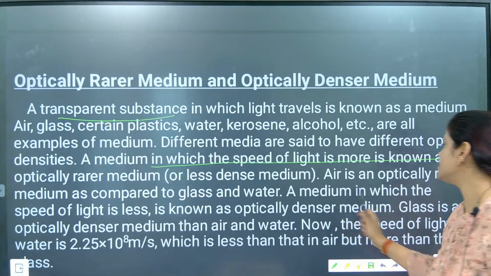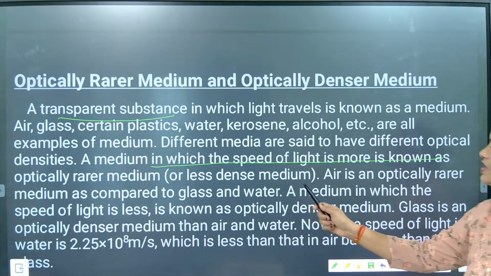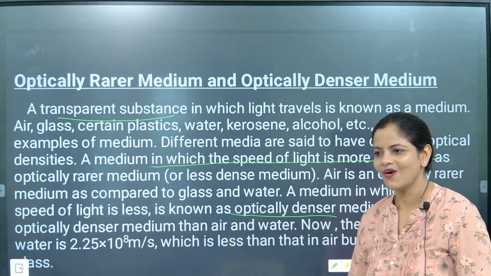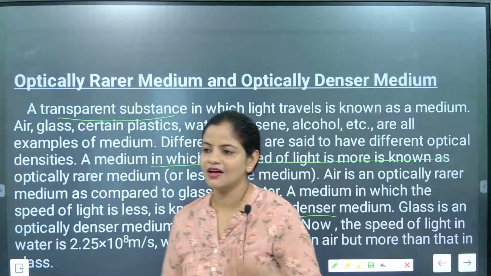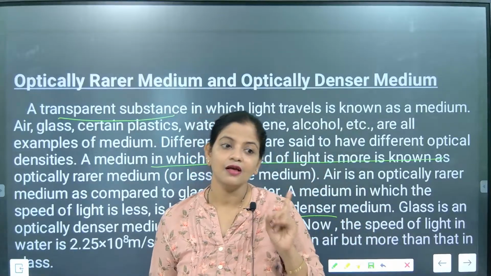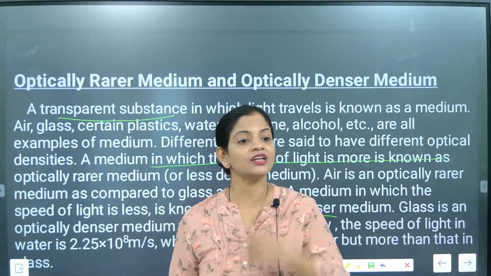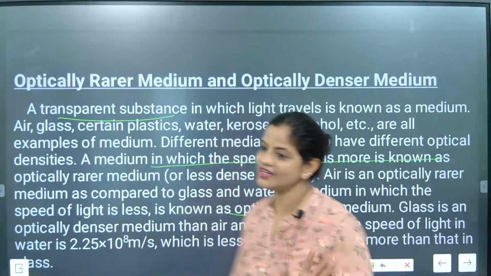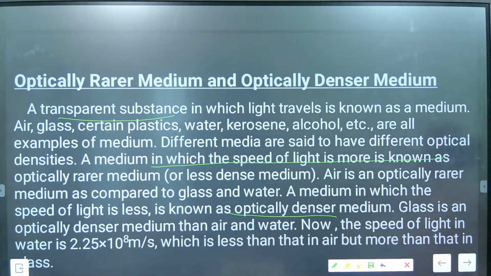Here, a medium in which the speed of light is less is known as optically denser. Already we know. Speed less, optically denser. Bending will be more. Refractive index will be more. And it is a denser medium. Got it? Everything cut to cut we have first understood.